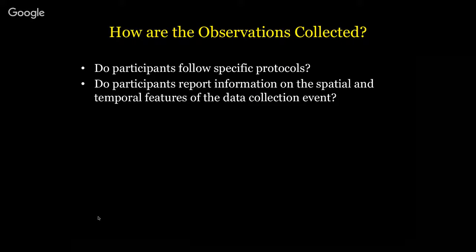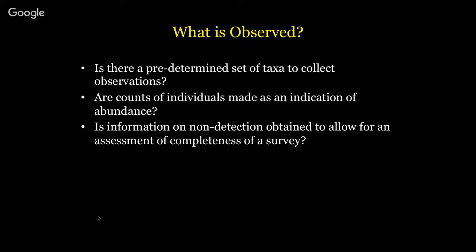Data collected about how much effort, for example, the duration of the collecting event, the distance traveled while collecting, really provides crucial information needed to estimate abundance of species, detectability, or completeness of effort. So the more information you collect on how observations were collected, the more it improves the inference from the data you collect.